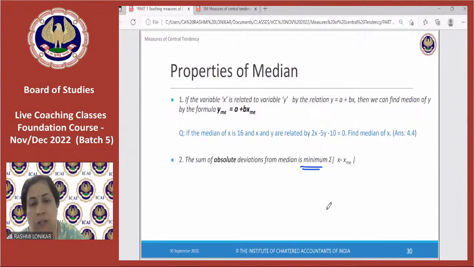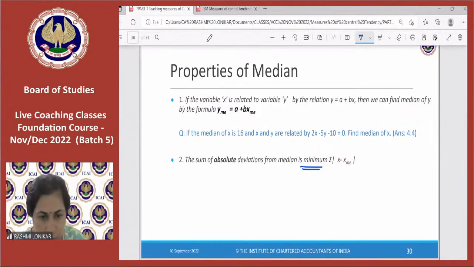Now, what are the properties of median? The median property says that if the variable x is related to the variable y by the relation y is equal to a plus bx, then we can find the median of y also. So I have a set of data x and I have its median. Then I have another set y, which is related to x by y is equal to a plus bx. What will be the formula to find the median of y? Do I have to do all the calculations for y? No, we just have to use this formula.